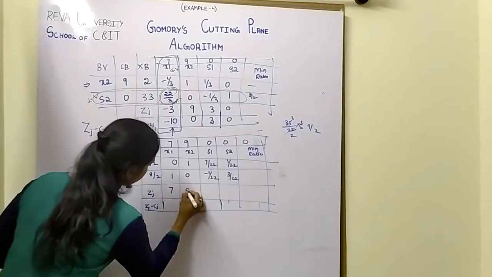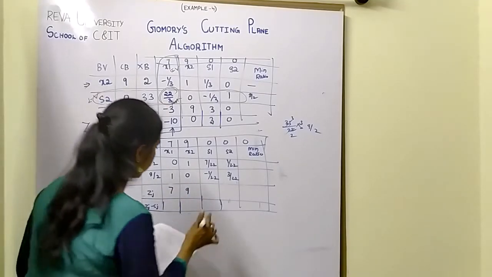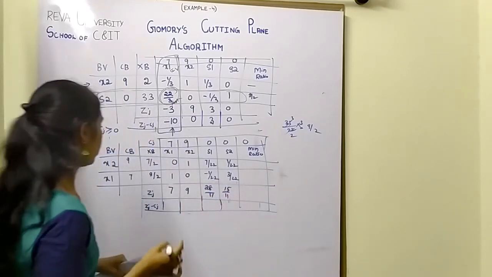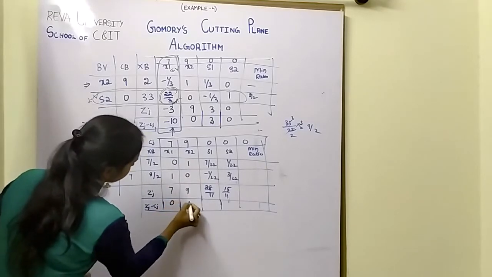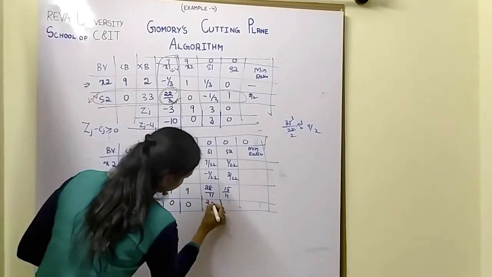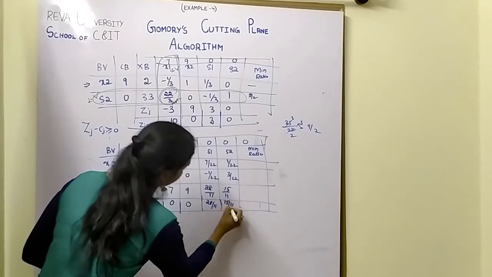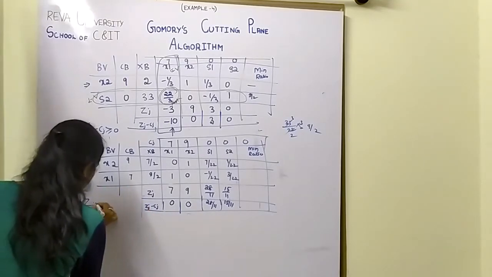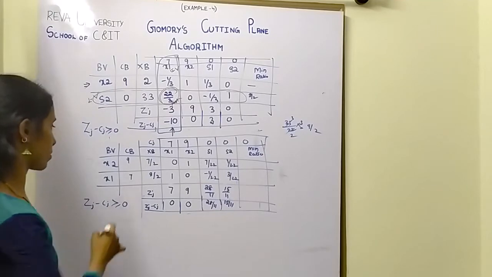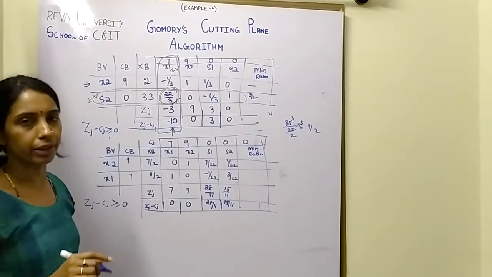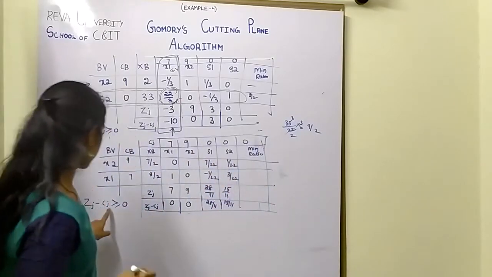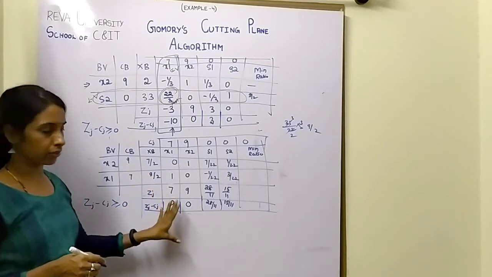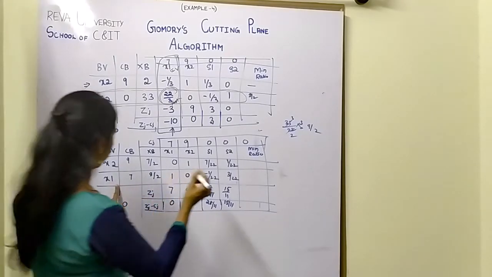You will get here 7, 9, and here you will get 28 by 11, 15 by 11. What is ZJ minus CJ? 7 minus 7 is 0, 9 minus 9 is 0, then 28 by 11 and 15 by 11. All the ZJ minus CJ values are here. What is the optimality condition? ZJ minus CJ should be greater than or equal to 0 and XB should not contain any negative values. Since it has reached the optimal, it has satisfied the optimality condition, so we will stop the iteration here. Now, what is the final answer?